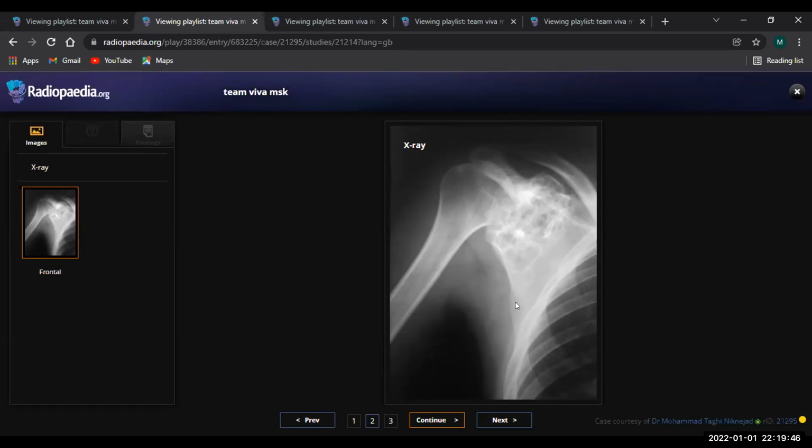Any other differential you want to give? Also if it's long-standing, it's osteochondroma. If it's probably a long-standing, neoplastic, other neoplasms can occur. Chondrosarcoma, bone cysts, aneurysmal bone cyst. But the main one I'm thinking is osteochondroma.